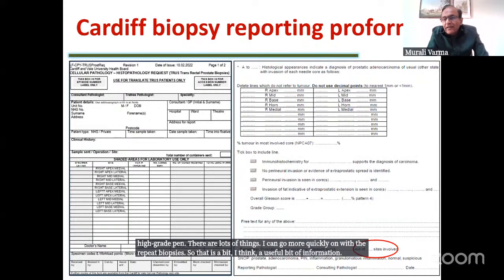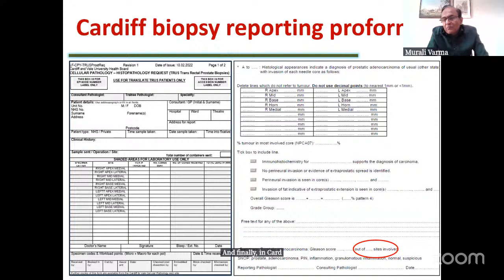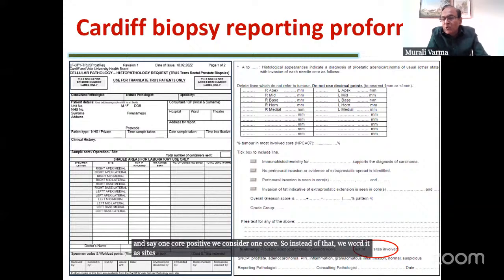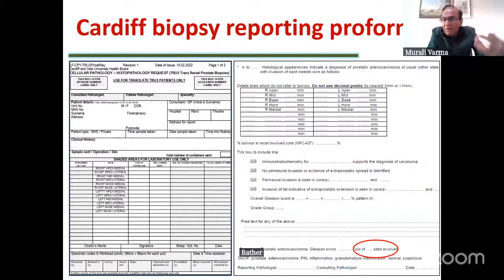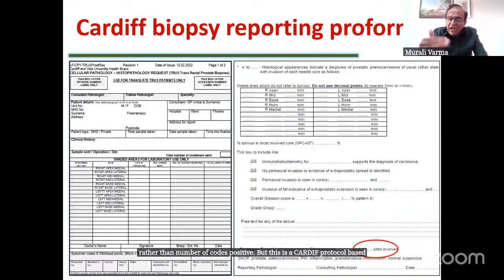And finally, in Cardiff, we do not report the number of cores positive. Because as I said, if you take 5 cores from one site and say 1 core positive, we consider 1 core. So instead of that, we word it as sites positive, and we report the number of sites positive rather than number of cores positive. But this is a Cardiff protocol based on our practice, because for us, each site is provided to us in a separate container. So that works for us.